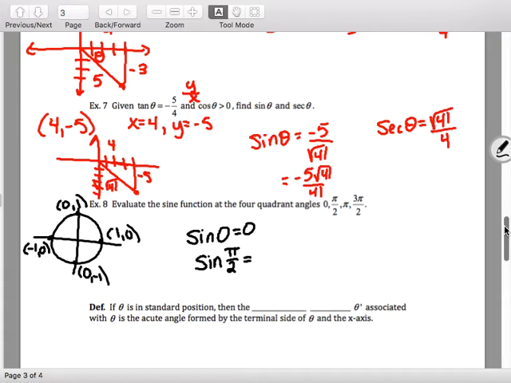The sine of pi over 2, that's at 90 degrees. So it's the y value there. So that'll be 1. The sine of pi is 0. And the sine of 3 pi over 2 is negative 1.